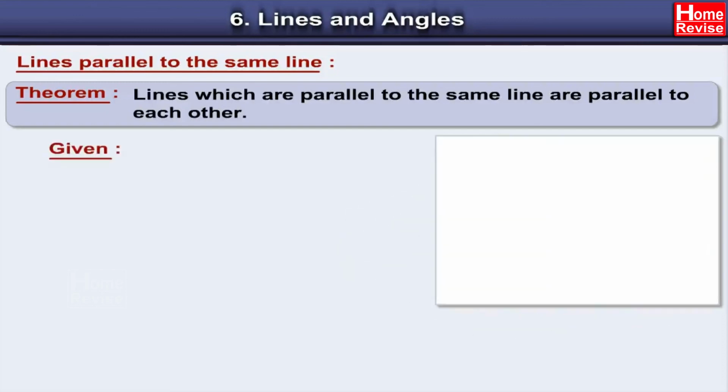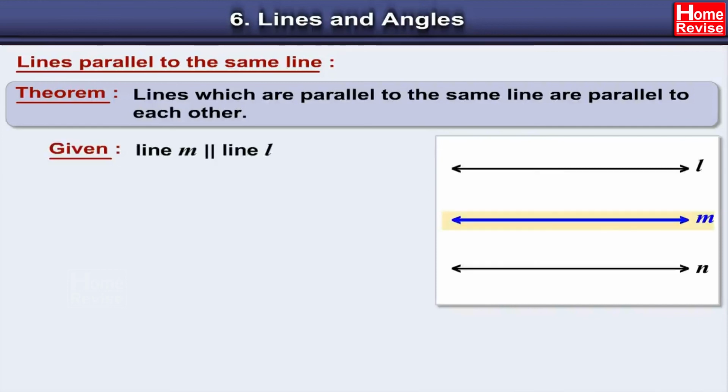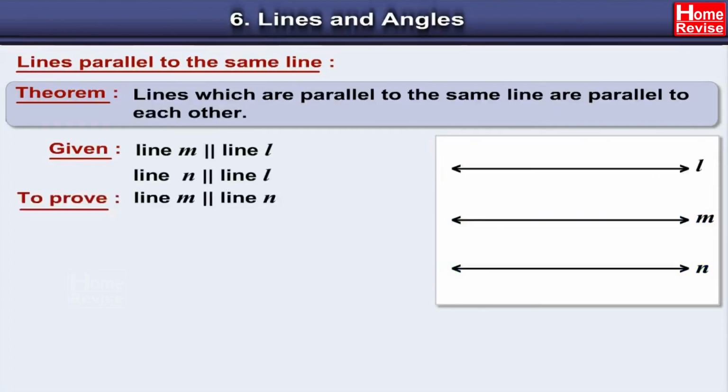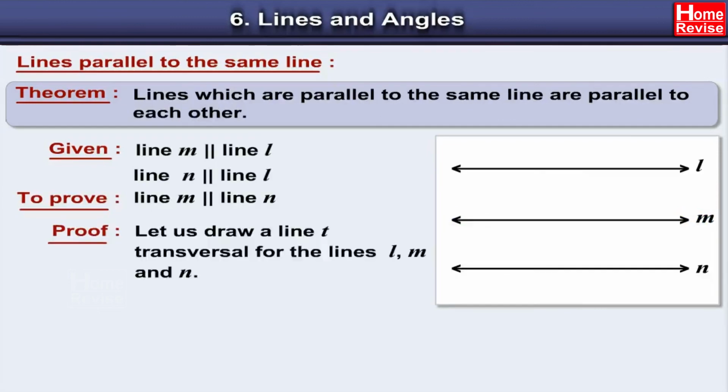Given: line M is parallel to line L and line N is parallel to line L. To prove: line M is parallel to line N. Proof: let us draw a line T as a transversal for the lines L, M and N.